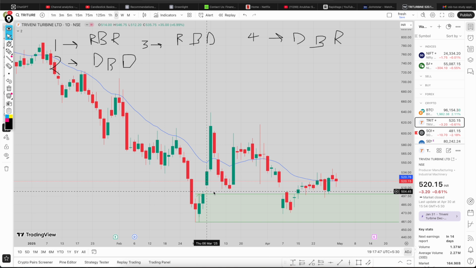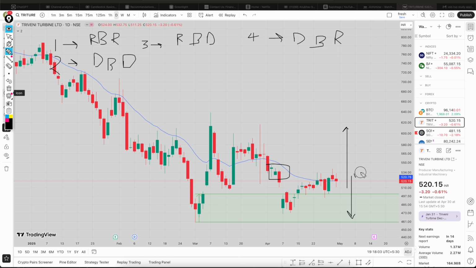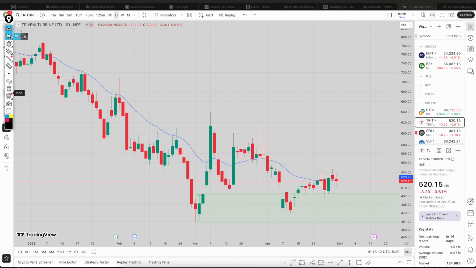So now again you can see this zone has already been tested. Now we don't know, in the next trading session it might just go up, or else I can see one more zone over here. So it can fall from here, or else it can stay sideways. So three things can happen. Now let's see what all zones we can mark with this.